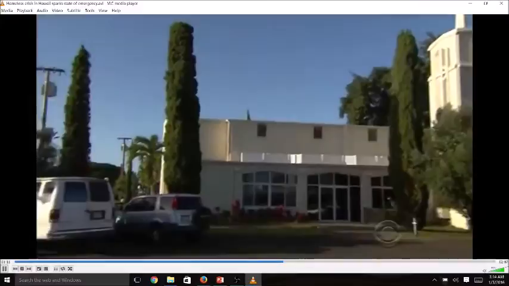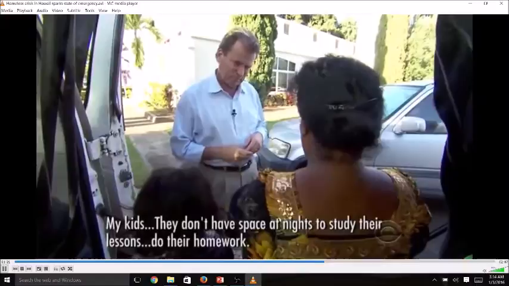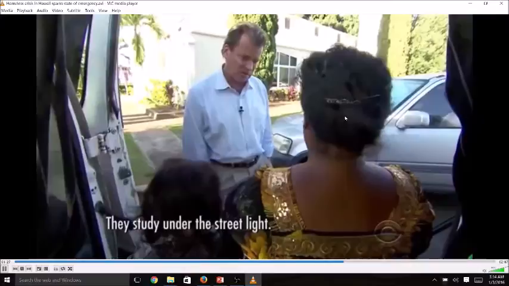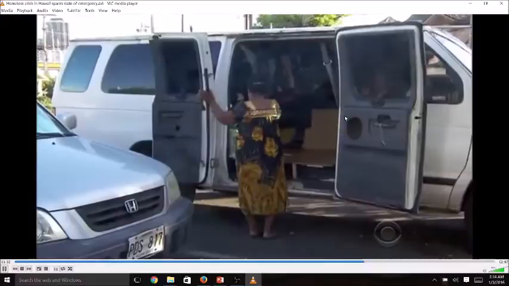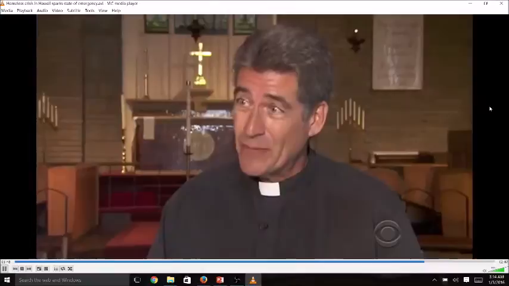A family of six lives in this van in the parking lot of St. Elizabeth's Episcopal Church in Honolulu. What is the hardest part about living this way? My kids, they don't have space at night to study their lesson, to do their homework. How do they study? They study under the streetlight. Onena, who did not want her face on camera, says her husband works full-time at a high-end restaurant for minimum wage, but not nearly enough to pay rent here. They've done everything right. They struggle, they work, and there is no housing. Father David Gerlach helps the family survive. It's a government problem, and government has to step up and help fix it. Father Gerlach says he'd like to see a homeless encampment right here in the heart of Waikiki. He says that would force the powerful tourism industry and the politicians to do more for the homeless. Jim? Chip Reed, thank you very much.